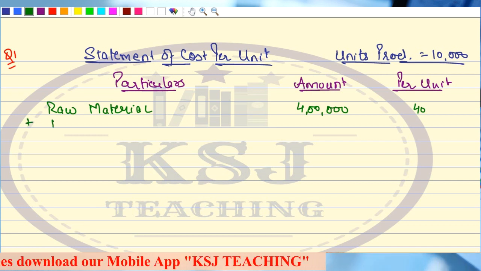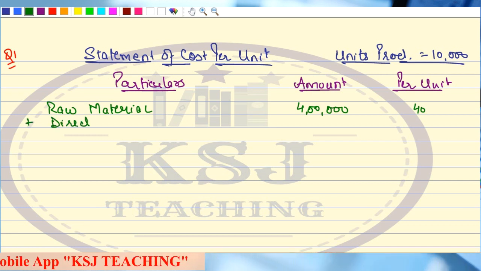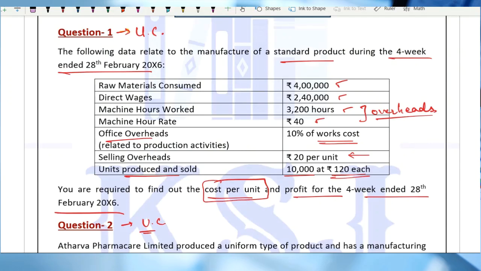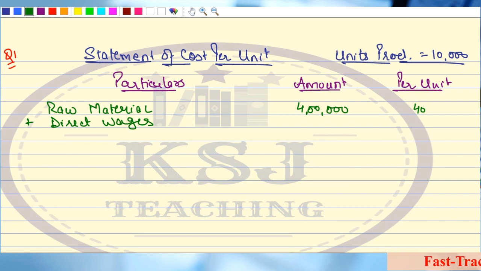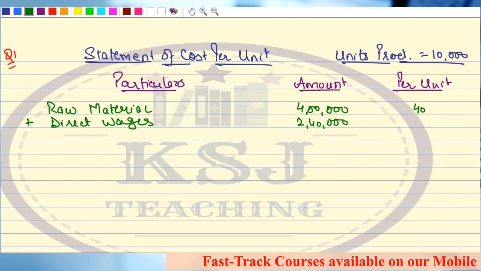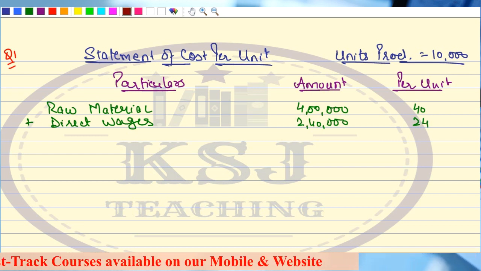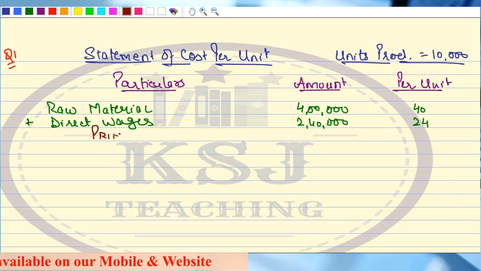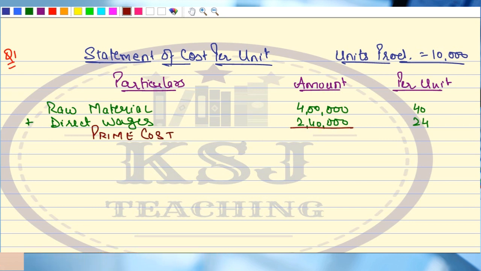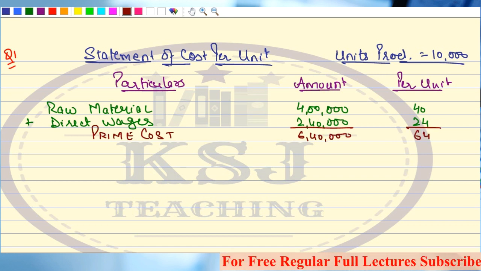Then I have direct wages. Direct wages, how much? 2,40,000. 24 rupees is the per unit cost. From here what I will get is prime cost, that is 6,40,000 rupees. Any doubts up till this point?